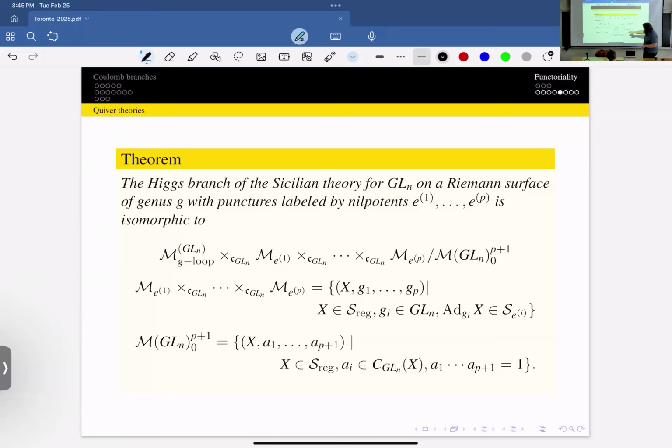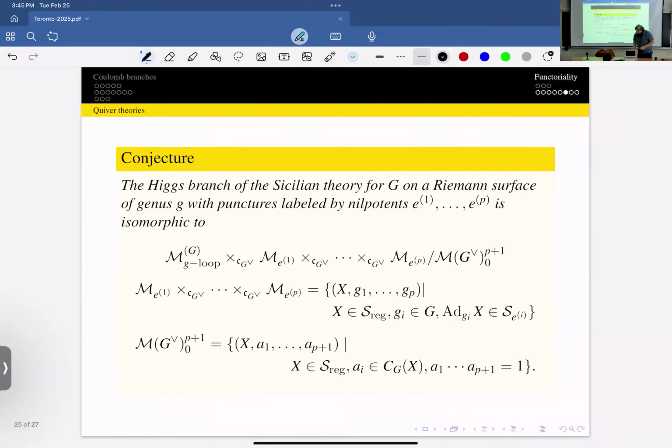All right, and since I wrote everything just in terms of centralizers and Slodowy slices and all of this stuff, I can conjecturally, I don't know what it means to conjecture this, because I don't know if we have a precise description in other types, but this should be how you describe the Higgs branch for general Sicilian theories as well.